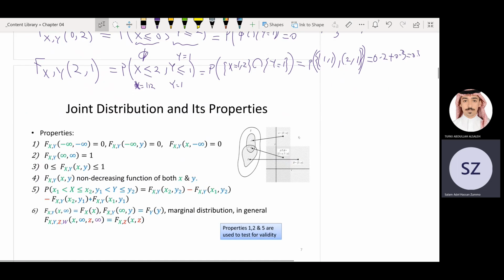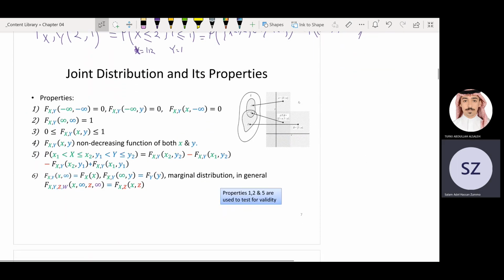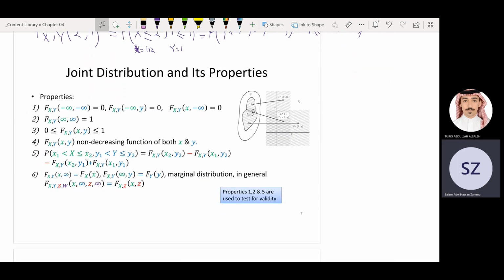And we almost stopped here at the properties of the joint cumulative distribution function. First of all, these are the properties. F_XY evaluated at minus infinity and minus infinity. So when x equals minus infinity and y equals minus infinity, what is that? It is 0, because this is equal to the probability that X is less than or equal to minus infinity and Y less than or equal to minus infinity, which for both of them is impossible, right? Because of that, this is 0.